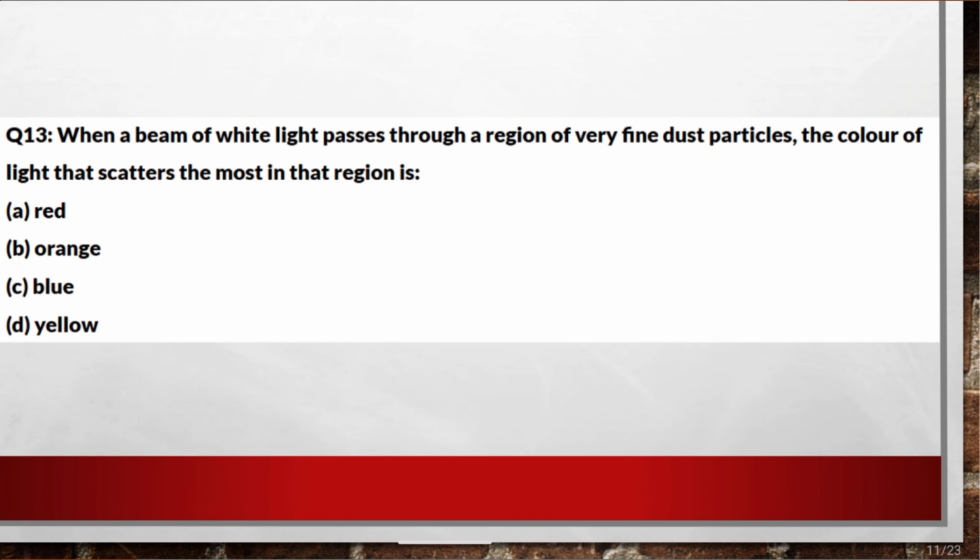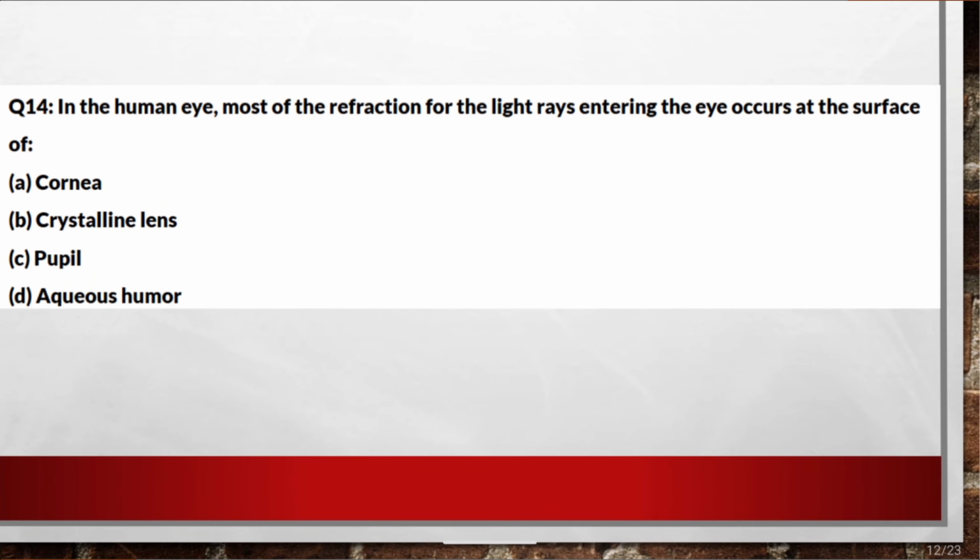Next, when a beam of white light passes through a region of very fine dust particles, the color of light that is scattered the most in that region is. So it's an MCQ, you need to choose the correct option. Next, question 14. In the human eye, most of the refraction for light rays entering the eye occurs at the surface of. You need to choose the correct option.